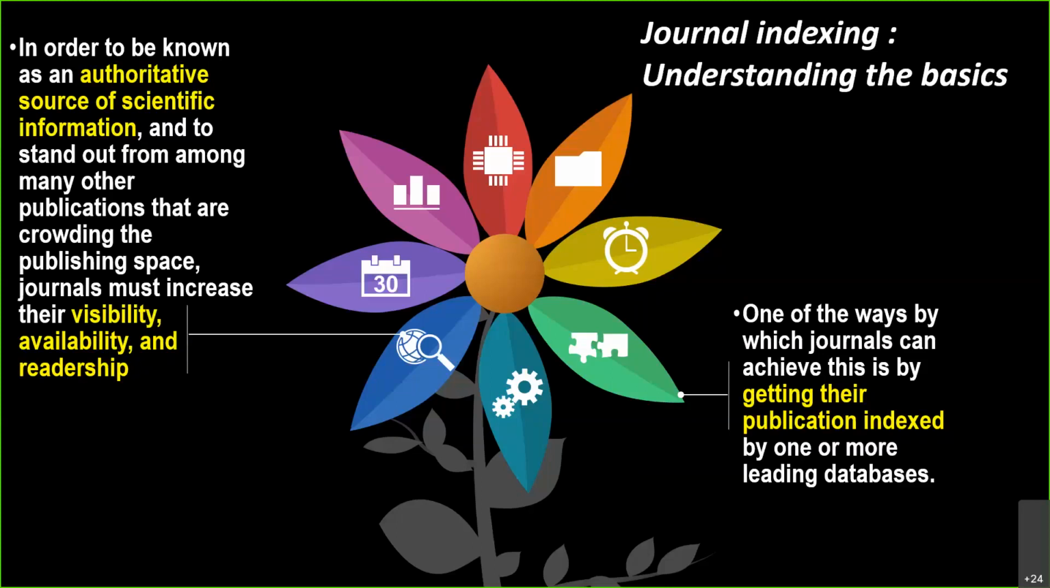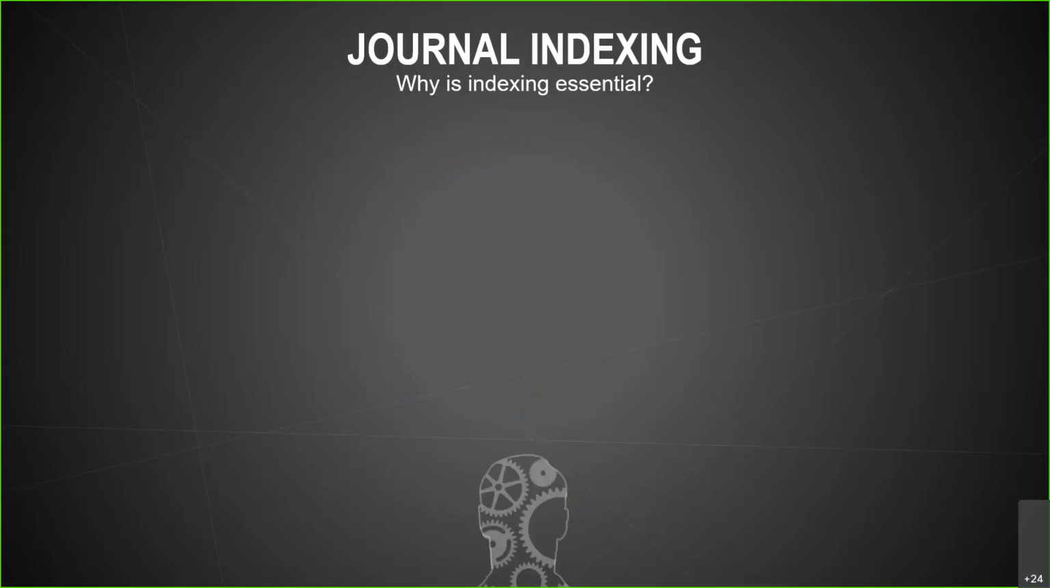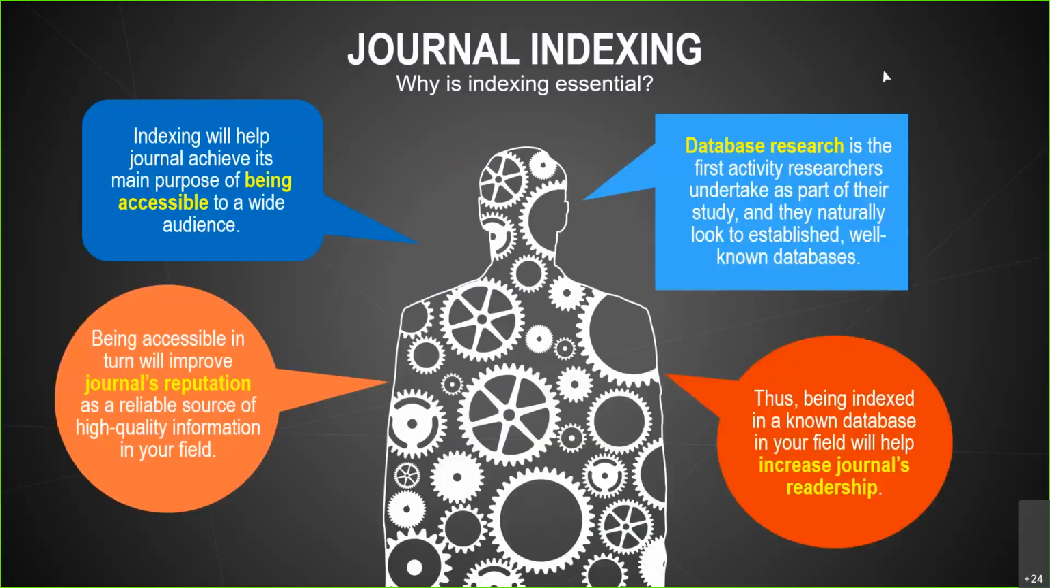One is Scopus, owned by Elsevier. The second is Web of Science, owned by Clarivate Analytics, previously owned by Thomson Reuters. Now it's known as Clarivate Analytics. So why is journal indexing essential?